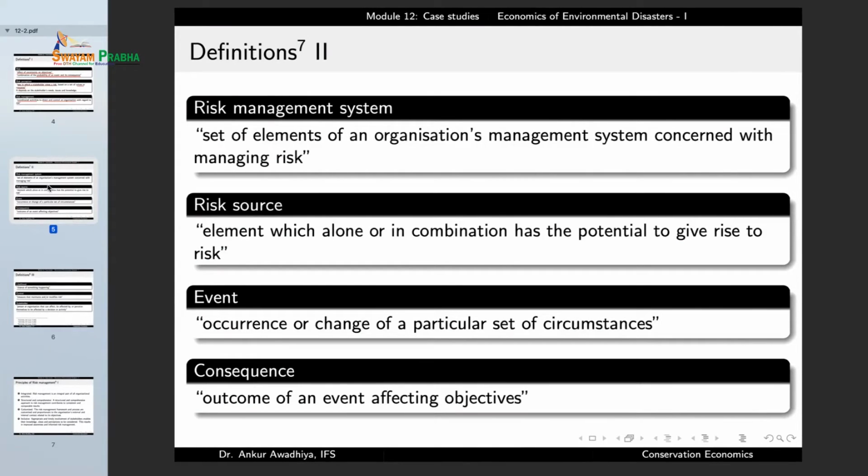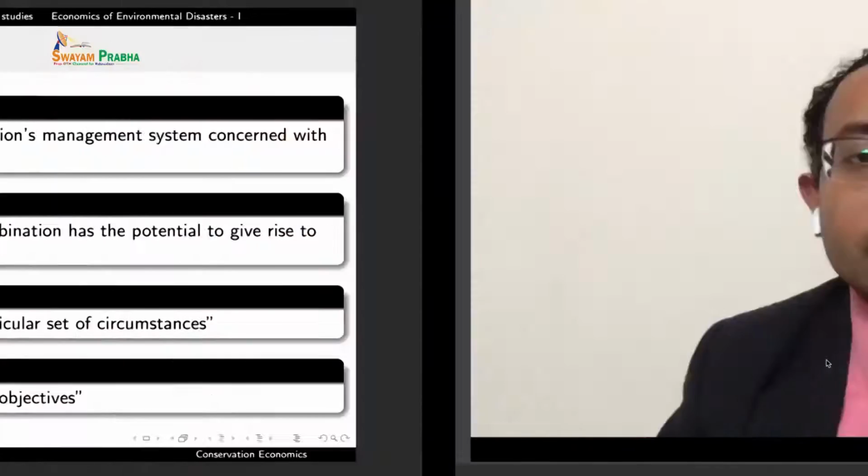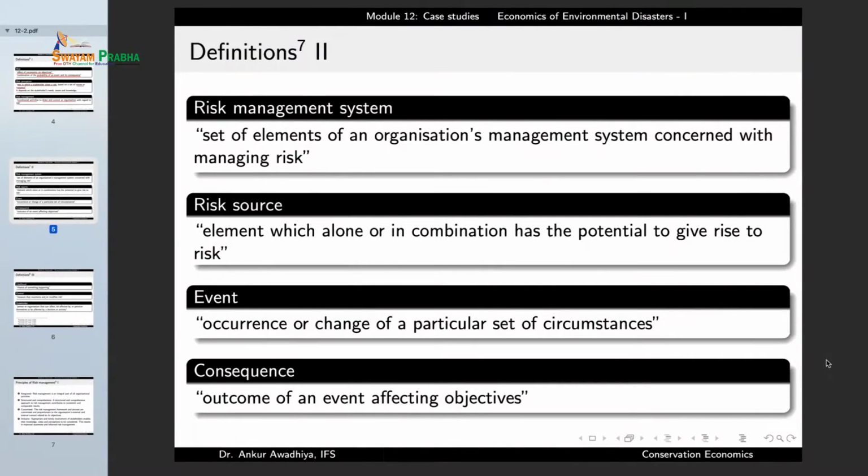Next, we have the risk management system, which is the set of elements of an organization's management system that is concerned with managing the risk. So, for instance, if there is a disaster or a probability of a disaster, who is going to respond? Do we have a set of people who are trained in this response? So, this is known as the risk management system, the set of elements of an organization's management system that are concerned with managing the risk.